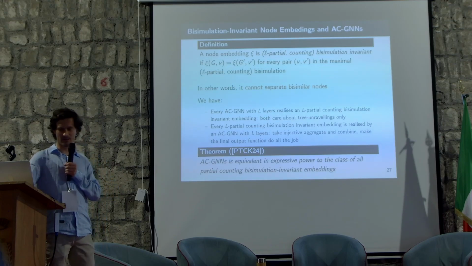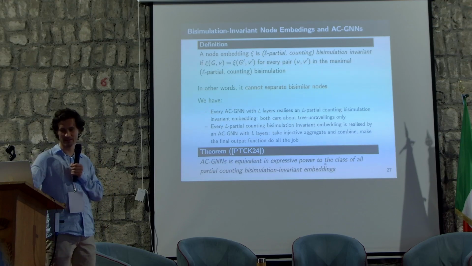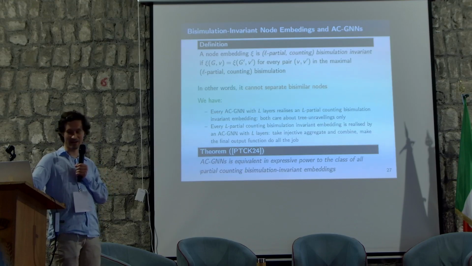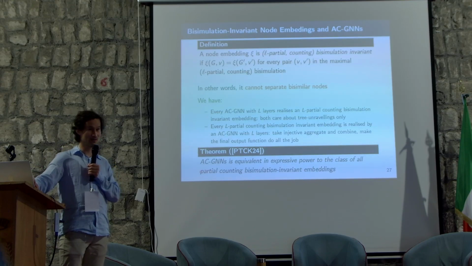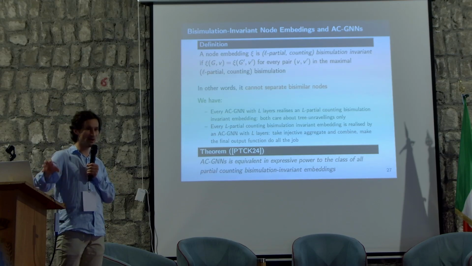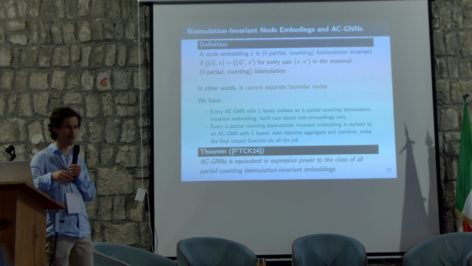Okay, you may think, partial counting bisimulation invariant, this sounds a little strange because I don't have any number here, like 5 or 3. So maybe I can just drop this "partial" here and say counting bisimulation invariant, but no, it's kind of the same pitfall as we had with Weisfeiler-Leman.